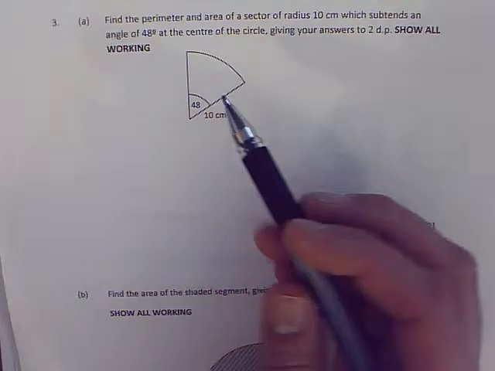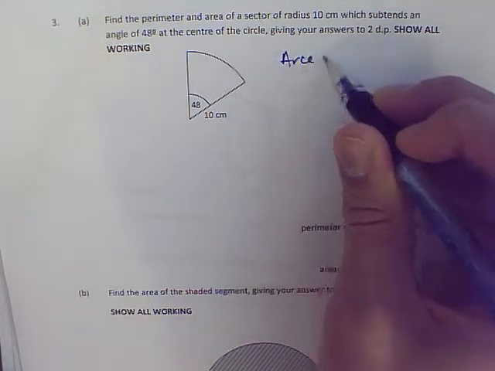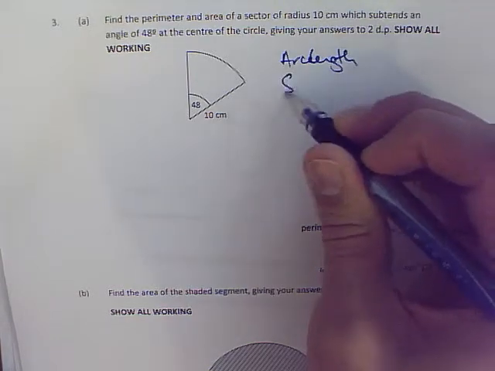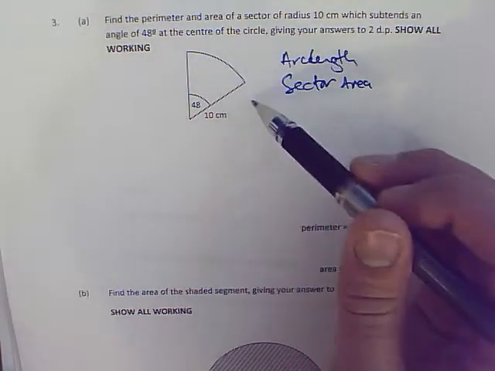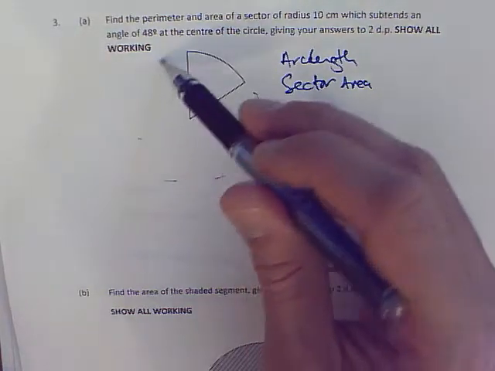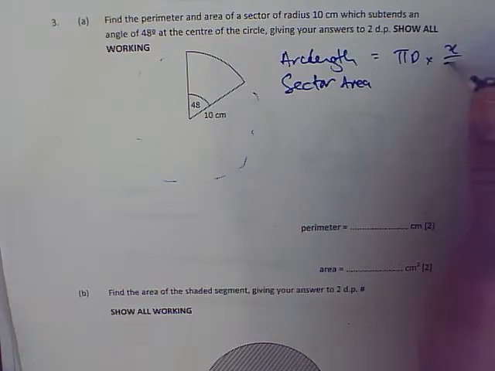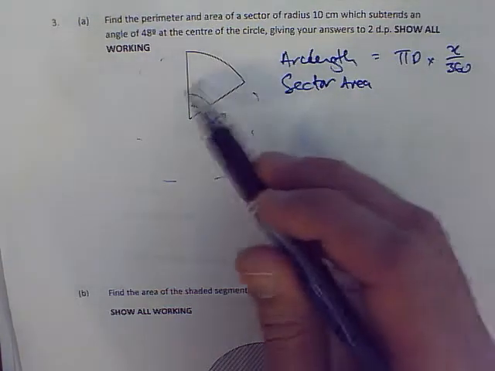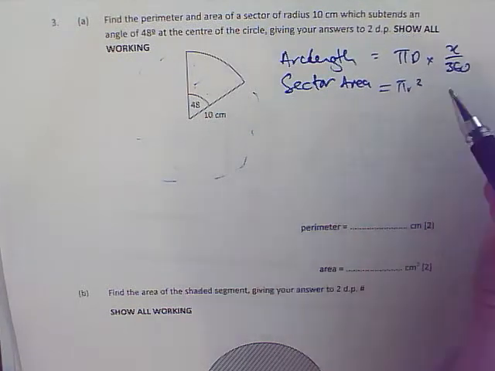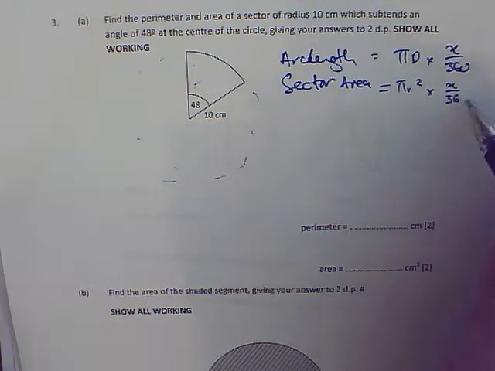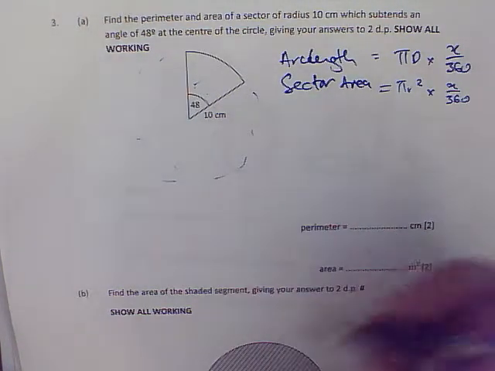You want the perimeter and area of a sector. Now, your formulas for the arc length and sector area are thus. Arc length is a fraction of the circumference of a whole circle, so it's pi d times the angle over 360. Sector area is a fraction of the area of a whole circle, so it's pi r squared times the angle over 360. Simple enough. So you've got 48/360ths of a circle here.